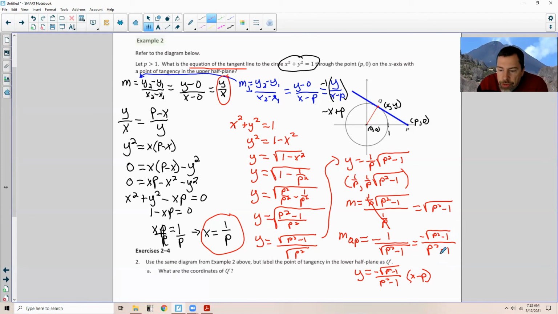And there's the equation of the line, because it's going to be y minus y1, which is right here, and then that gets moved over to the other side, equals the slope times x minus x1, and it comes out to be this here.